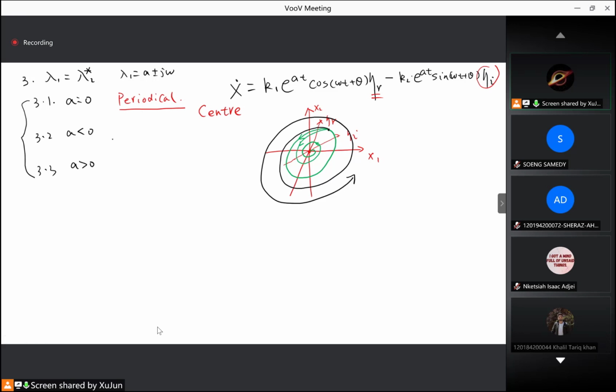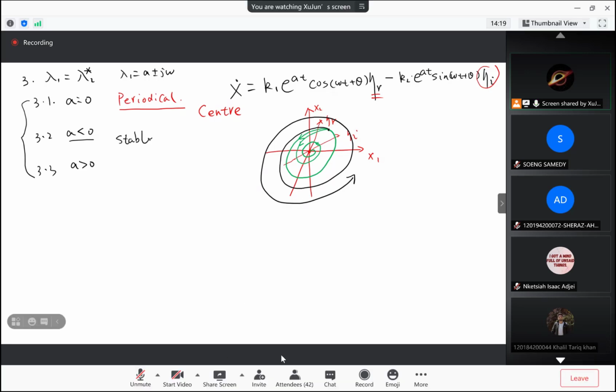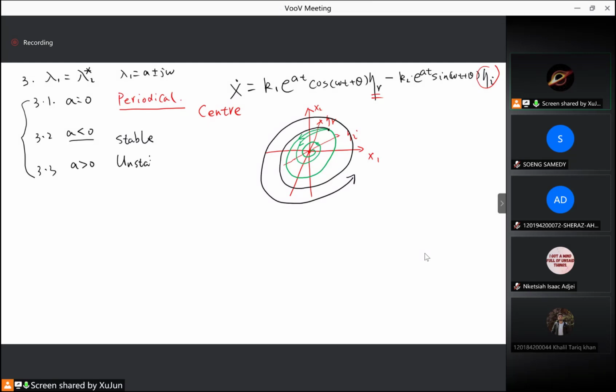So we have finished this case, which we call stable. This case is unstable. This is a stable focus. This is an unstable focus. The focus also means balance point, or the center means balance point. So we have finished discussing the linear circuit.